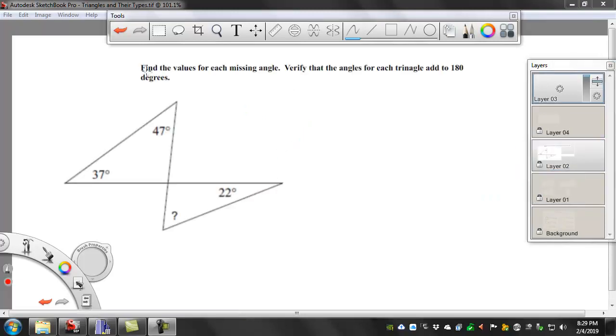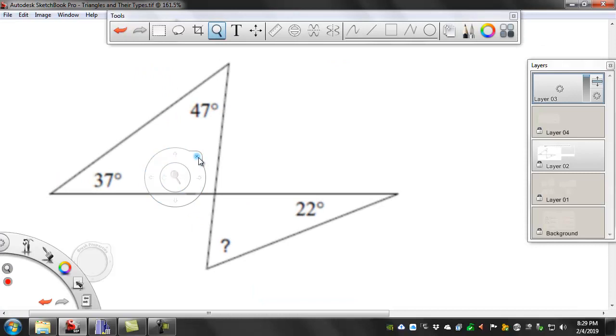So in this next section, we're supposed to find the values for each missing angle. We have a missing angle here. Verify that the angles for each triangle add up to 180 degrees. Okay, let me zoom in here. Now if you notice here, I'm missing that angle and I'm missing that angle. Now these two are vertical angles, so when I find this angle here, I also find this one.